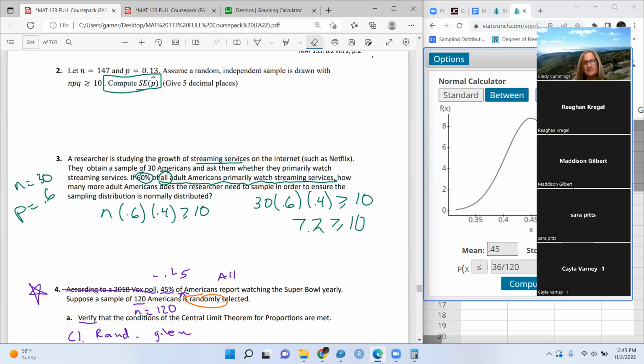So here's where you do a little bit of algebra. If I do 0.6 times 0.4, you all correct me if I'm wrong. Isn't 6 times 4 24, and then we have 2 decimal places, so we move it 2 places to the left. So we'd have 0.24 times n greater than or equal to 10. So I'm just multiplying these two together to get that number. Does that feel okay?